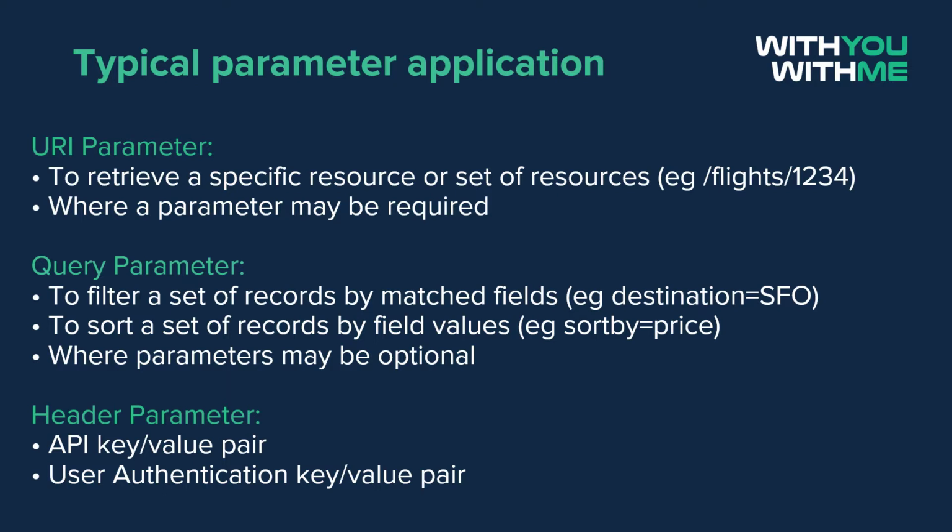Query parameters may be used to filter a set of records by a matched field. For example, we may want to see all flights that are heading to San Francisco. Query parameters may also be used to sort a set of records by a field value. For instance, I may want to buy the cheapest ticket, so sorting them by price will make this task easier. And where a parameter is optional, maybe you don't need to sort by price or don't care where the flight is going, you just want to get away.